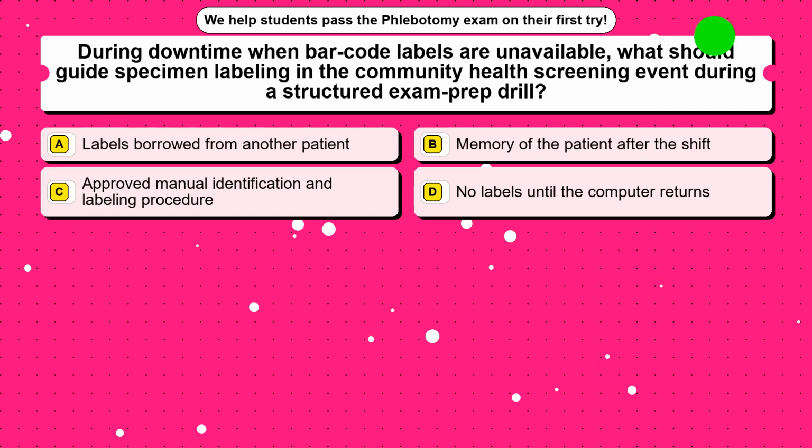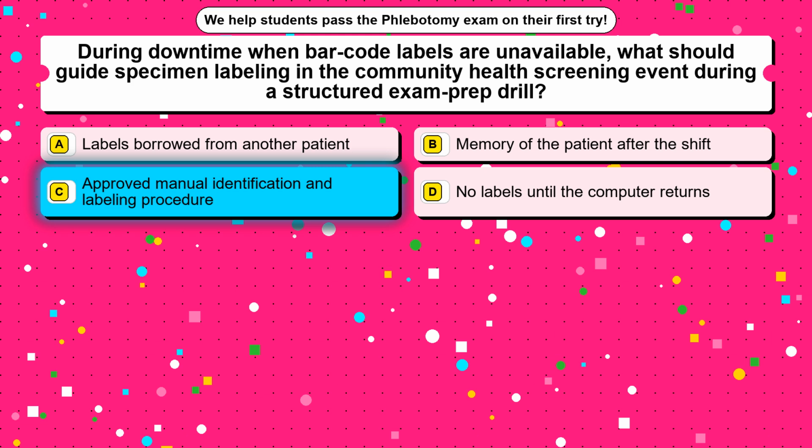Question 99. During downtime when barcode labels are unavailable, what should guide specimen labeling in the community health screening event during a structured exam prep drill? Option A. Labels borrowed from another patient. Option B. Memory of the patient after the shift. Option C. Approved manual identification and labeling procedure. Option D. No labels until the computer returns.